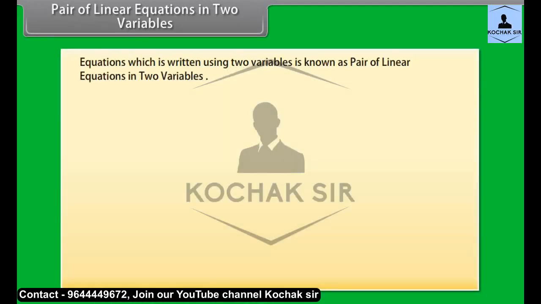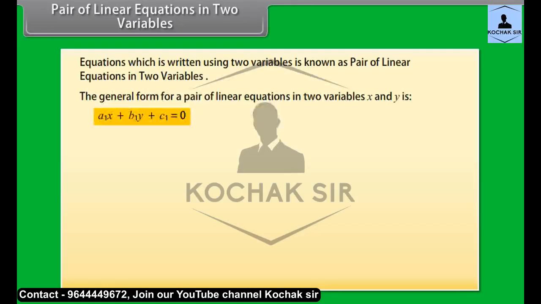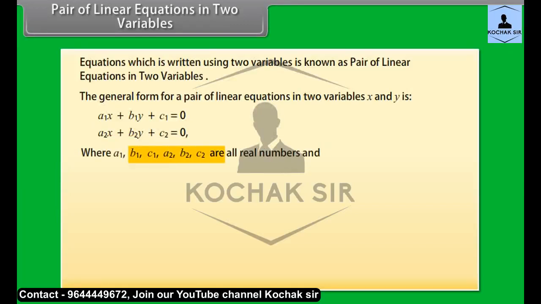Pair of linear equations in two variables. Equations which are written using two variables are known as a pair of linear equations in two variables. The general form for a pair of linear equations in two variables x and y is a1x plus b1y plus c1 equals 0, a2x plus b2y plus c2 is equal to 0, where a1, b1, c1, a2, b2, c2 are all real numbers and a1 square plus b1 square is not equal to 0, a2 square plus b2 square is not equal to 0.